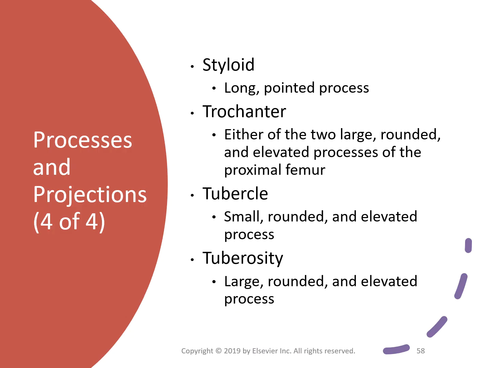All right. Yeah, tubercles are small, rounded, elevated processes. Tuberosities are large, rounded, elevated processes. So again, a little subjective, but luckily tubercles and tuberosities and trochanters are not on the same bones, and so we can partition them appropriately, and hopefully you won't get them confused.